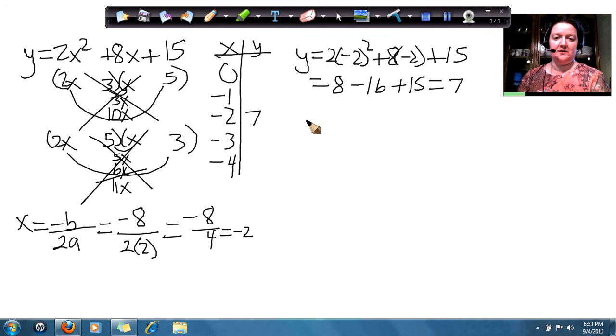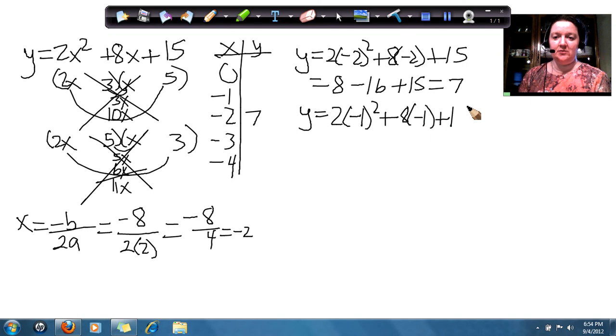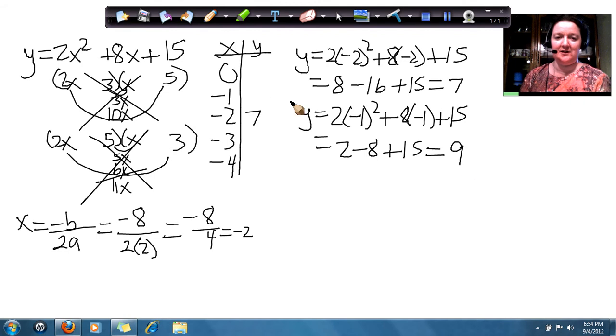If I find the value at a negative 1, we're going to take 2 times a negative 1 squared, minus 8 times a negative 1 plus 15. That's going to give me 1 times 2 is 2 minus 8 plus 15. So 2 minus 8 is negative 6. Negative 6 plus 15 is 9. We're going to have a 9 there and there.